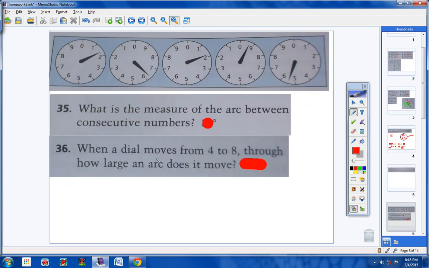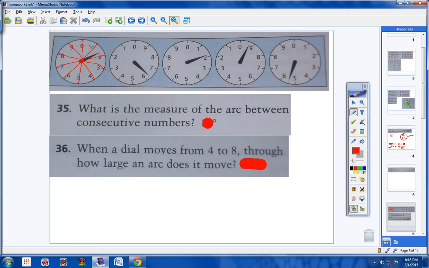Numbers 35 and 36. What is the measure of the arc between consecutive numbers? Now, guys, think about this, okay? Look, you know if you start here and go all the way around, that's 360 degrees, okay? Now, let's count the spaces. 1, 2, 3, 4, 5, 6, 7, 8, 9, 10. So if I were to put angles in here like this, now watch carefully. There would be 10 angles. If you don't believe me, if you think I miscounted, count them yourself, okay? That's 10 angles. And they're all equal.